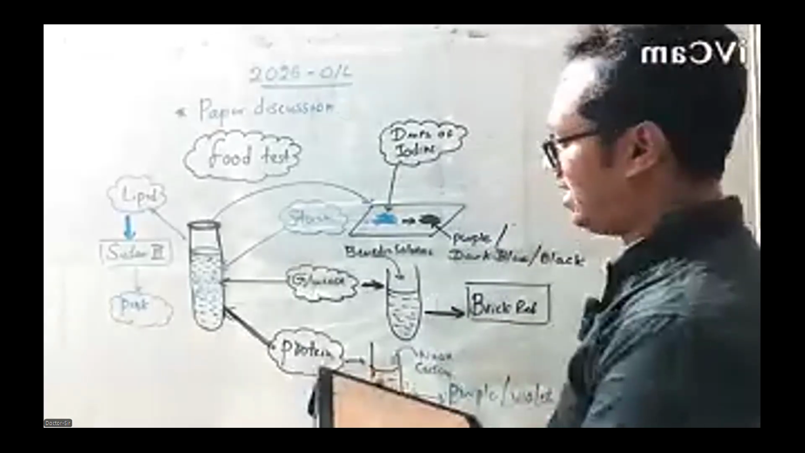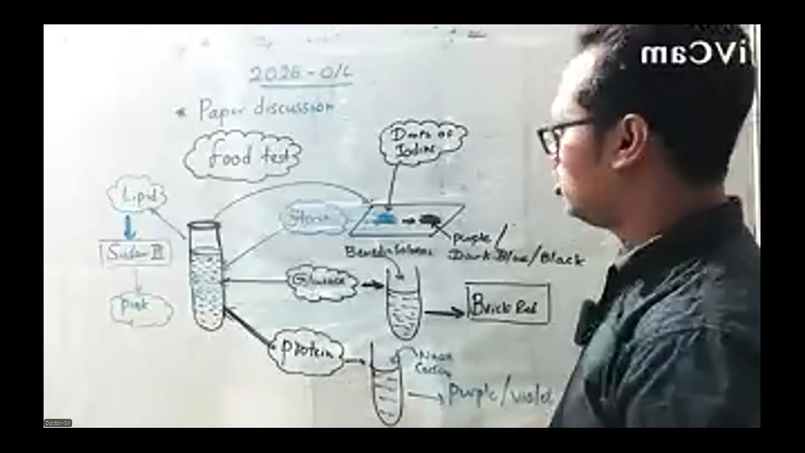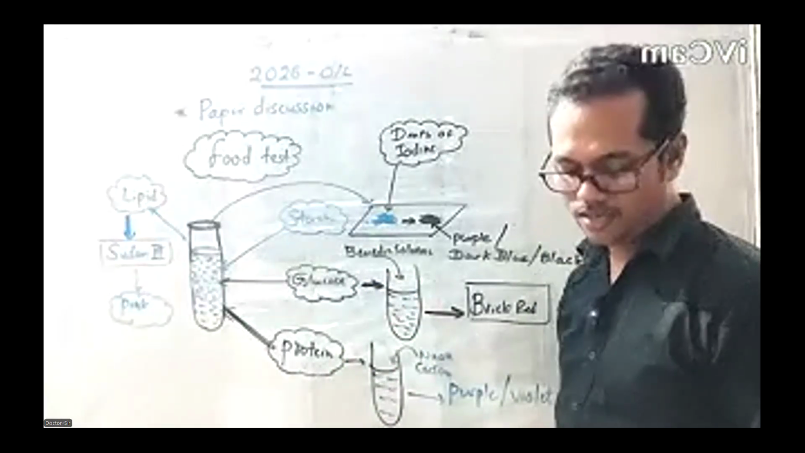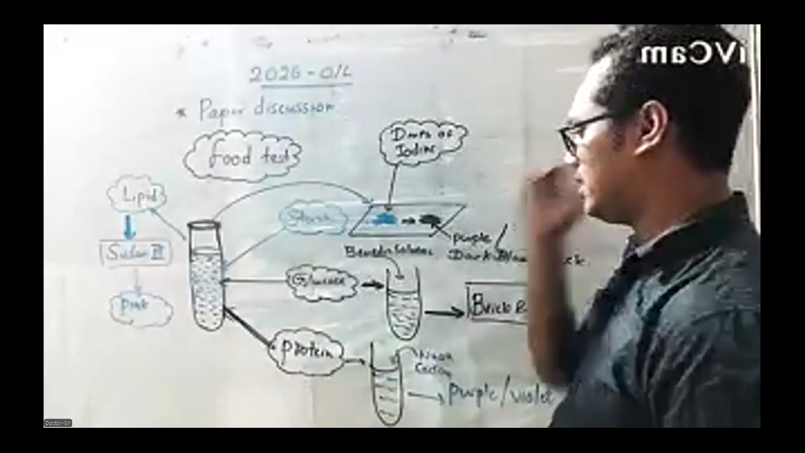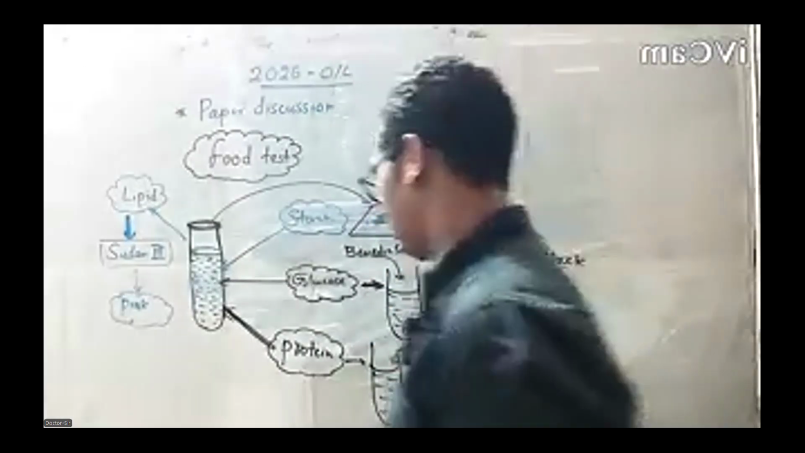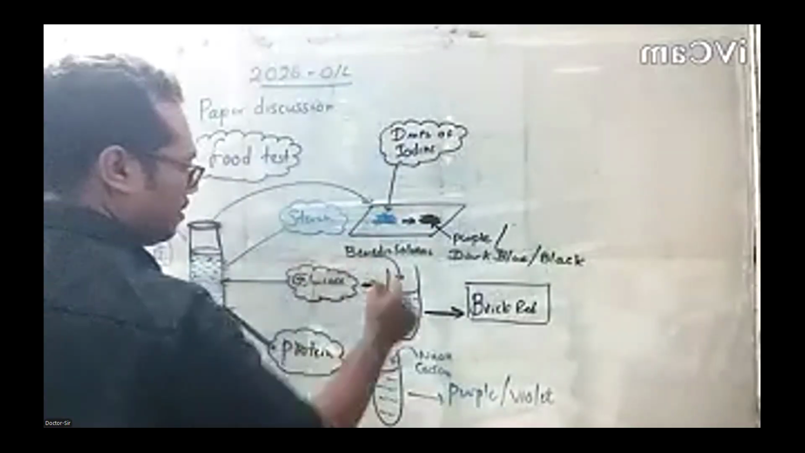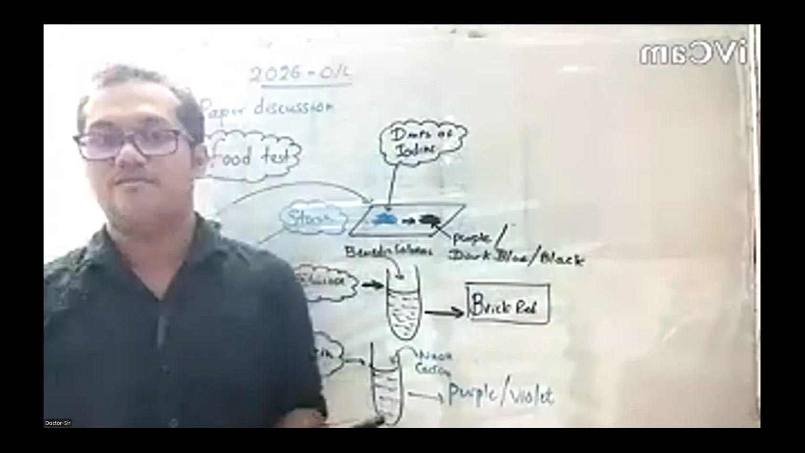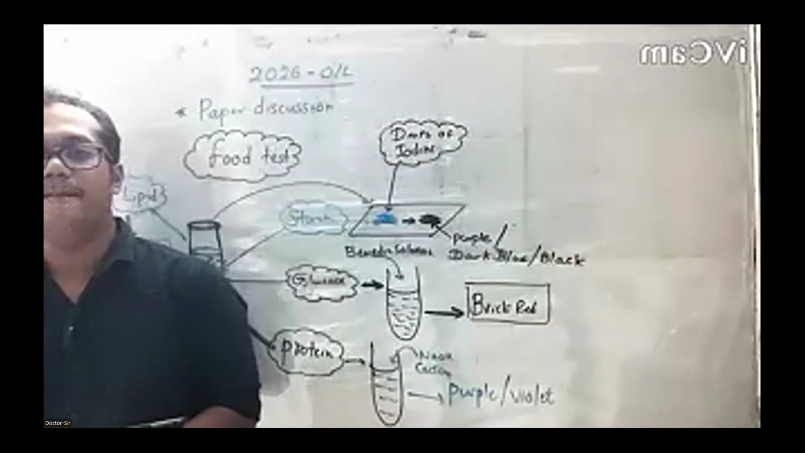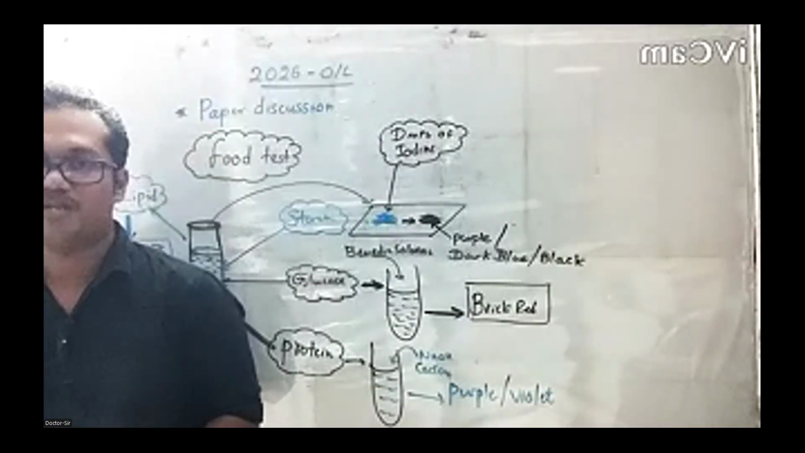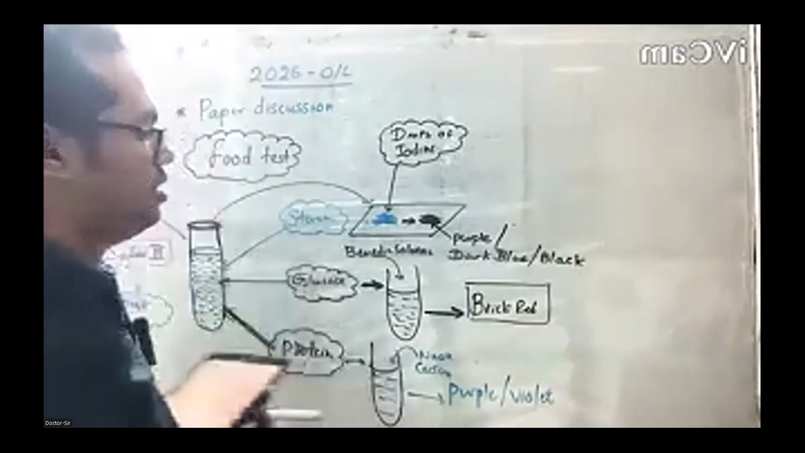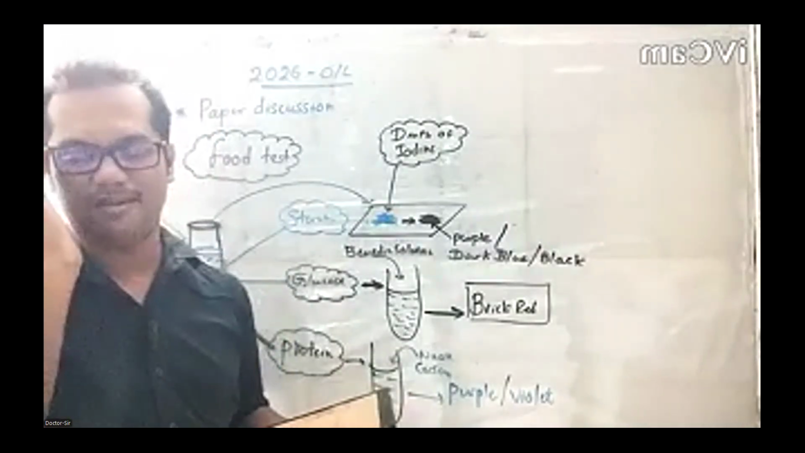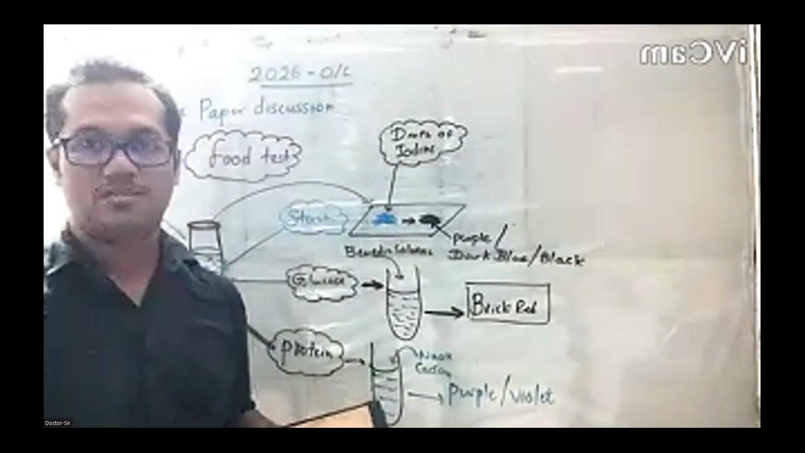Then the second one is the glucose test. They ask for the name of the test. So what test do we perform here? Benedict test. Okay, so write down here, the test is Benedict test. What solution are we using? Benedict solution, right? Then what's the observation? The observation is brick red precipitate. Okay, brick red precipitate, right?